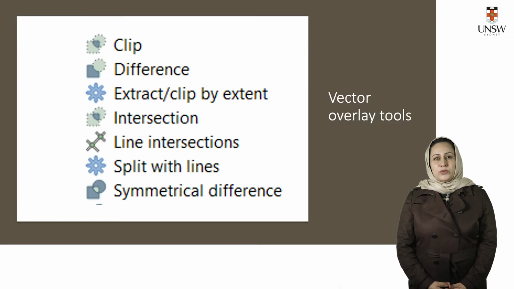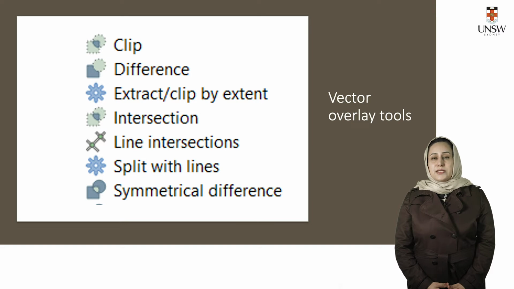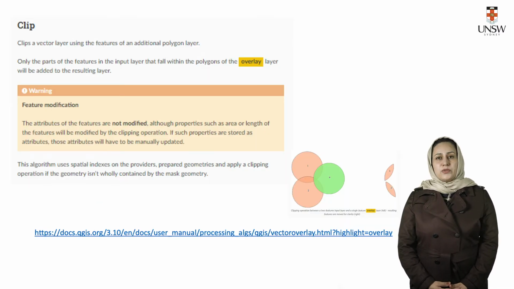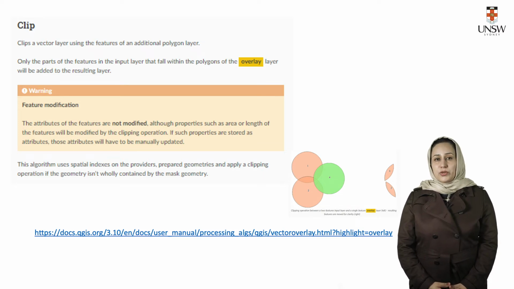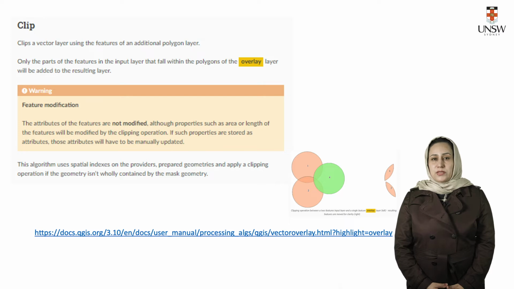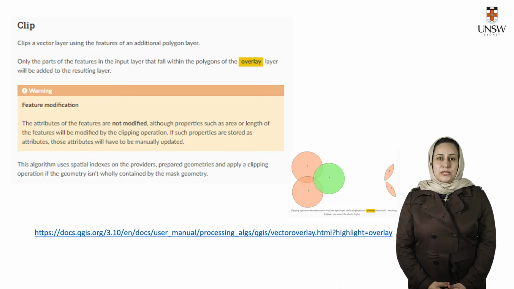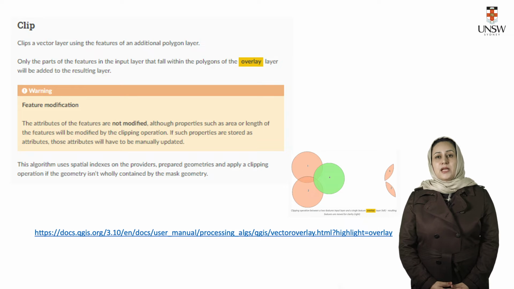Vector overlay includes a set of tools such as clip, difference, extract, intersection, and split. These are tools used for operations among two or more layers. From QGIS user manual, you can find a description of these tools, and whenever you are not sure how to use these tools, you can find the details of applying such tools in the user manual reference in this slide.